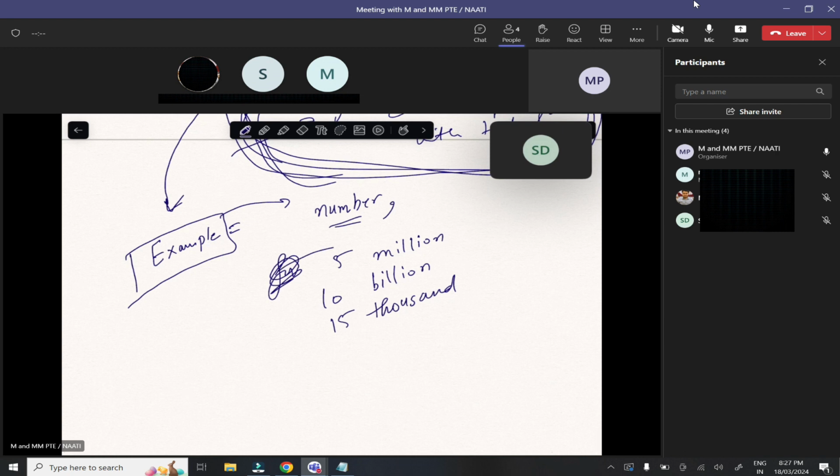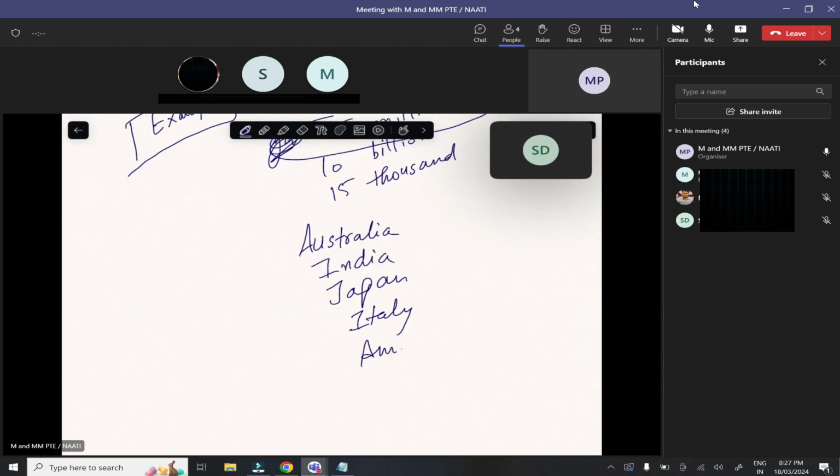Pick up the easiest number and pick any country, whichever country you can spell easily. If you can spell Australia properly, pick Australia. If you can spell India properly, pick India. If you can spell Japan, Italy, America properly, whatever easiest countries you can think of in terms of spelling, you just pick that. As long as the word is in English, you will not lose any marks for that. So let's just go with Australia.